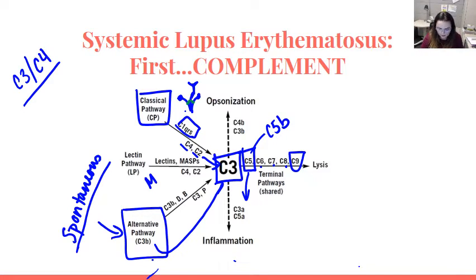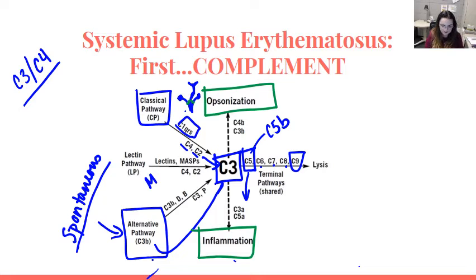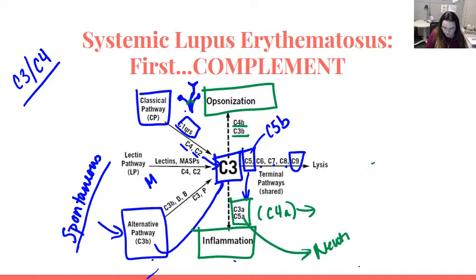But really, what I like about this image is that it talks about the two more important things about complement. There are two things complement does really well: opsonization and inflammation. All right, so opsonization: C3b, C4b, these guys are really good at tagging pathogens so that macrophages and neutrophils can gobble them up. Inflammation: C3a, C5a, and to a lesser extent C4a, are all inflammatory. C5a in particular is excellent at recruiting neutrophils.